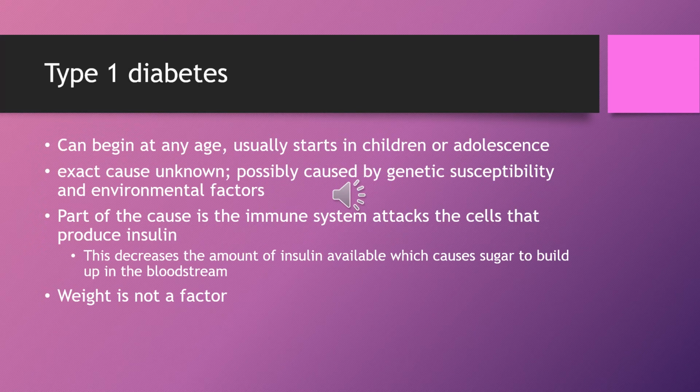Type 1 diabetes can begin at any age, but usually starts in children or adolescents. The exact cause is unknown, but it is possibly caused by genetic susceptibility and environmental factors. Part of the cause is the immune system attacks the cells that produce insulin. This decreases the amount of insulin available, which causes sugar to build up in the bloodstream. Weight is not a factor of type 1 diabetes.